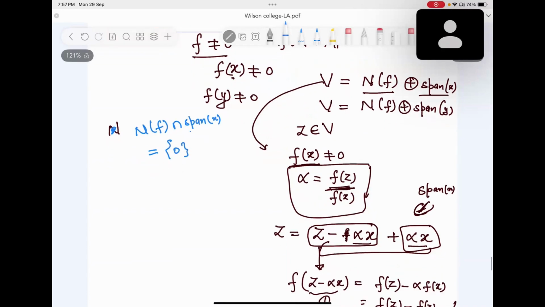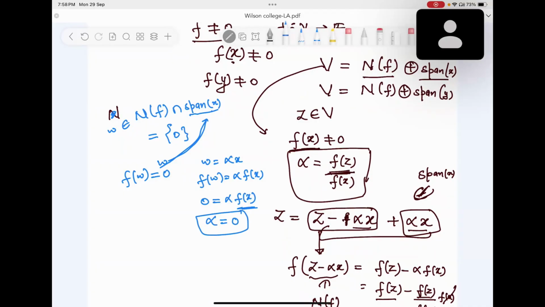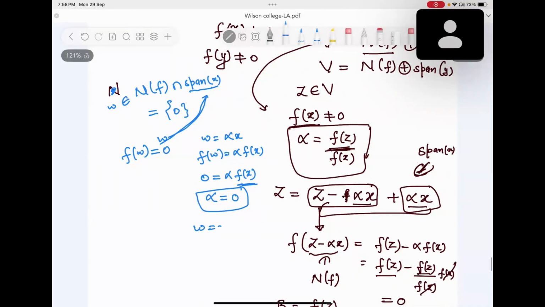Because if you take any member here, suppose W is any member in the intersection. So f of W will be 0, and W belongs to the span of x, so W will be alpha times x. So f of W will be equal to alpha times f of x, right? f of W equals 0, so 0 equals alpha f of x. Now f of x is not 0, so alpha has to be 0, so W has to be 0.